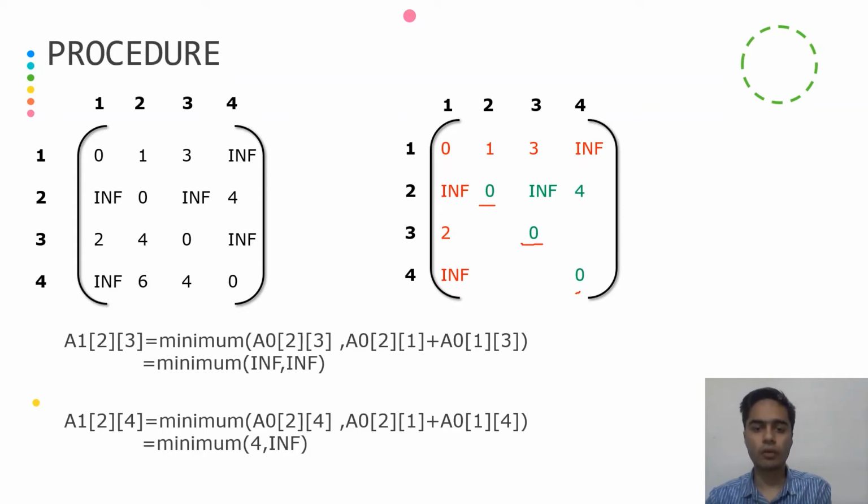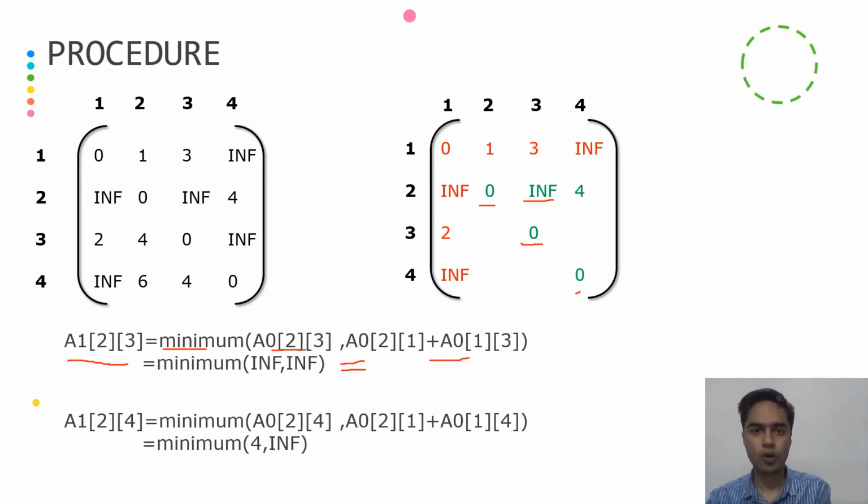Now we are going to calculate element A1[2,3], and we will check whether a shortest path exists if we take 1 as an intermediate or not. So for that we are going to take the minimum of A0[2,3] and A0[2,1] plus A0[1,3], and whatever the minimum is will be taken as the value and filled in the matrix A1. Here this comes out to infinity, so we are going to put infinity. Now we are going to do the same procedure for A1[2,4].